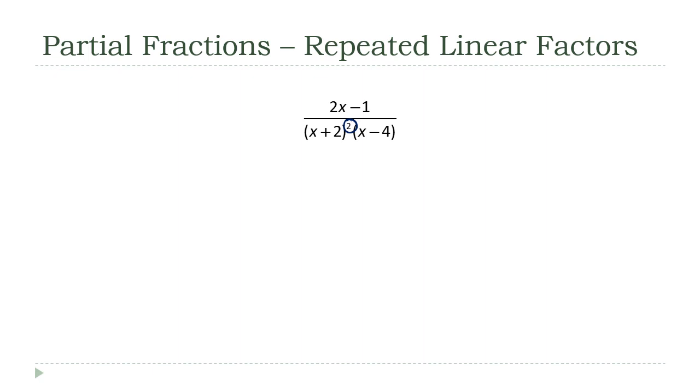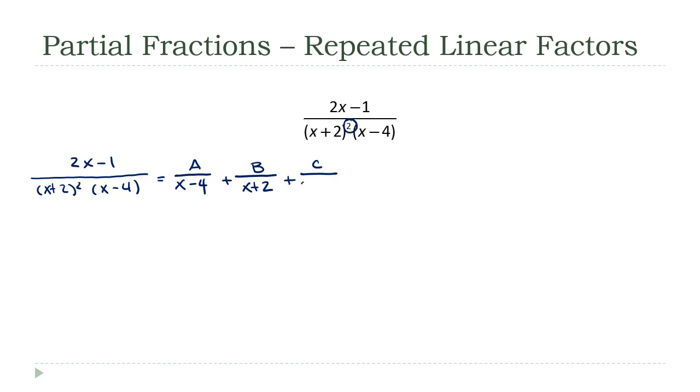Okay, so how am I going to decompose this? Well, I am going to do practically the same thing. I'm going to start off with the original rational expression over x plus 2 squared times x minus 4. And here's the only twist. I'm going to have the A over x minus 4. That stays the same. Plus, now here's where it gets a little different. B over x plus 2 plus C over x plus 2 squared.